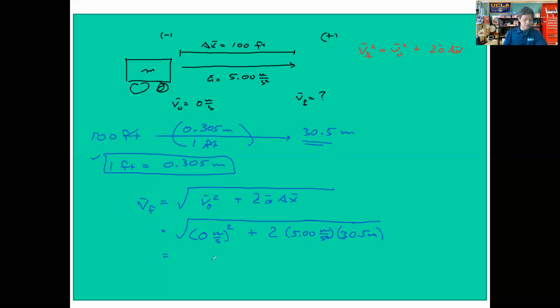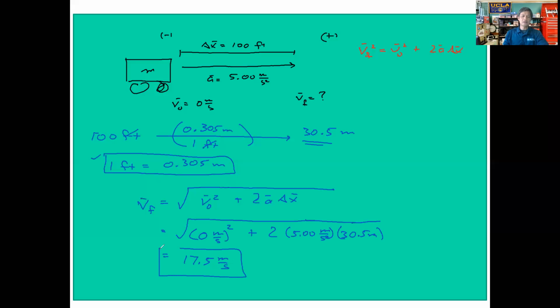Okay, so go ahead and plug those values into your calculator. Make sure you take the square root of your final answer. Again, make sure you follow the correct order of operations, and then you should end up here with an answer that is 17.5 meters per second.